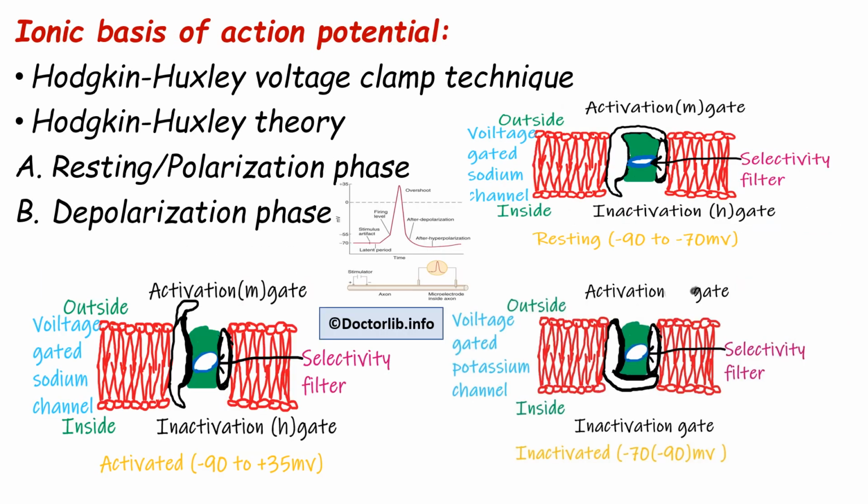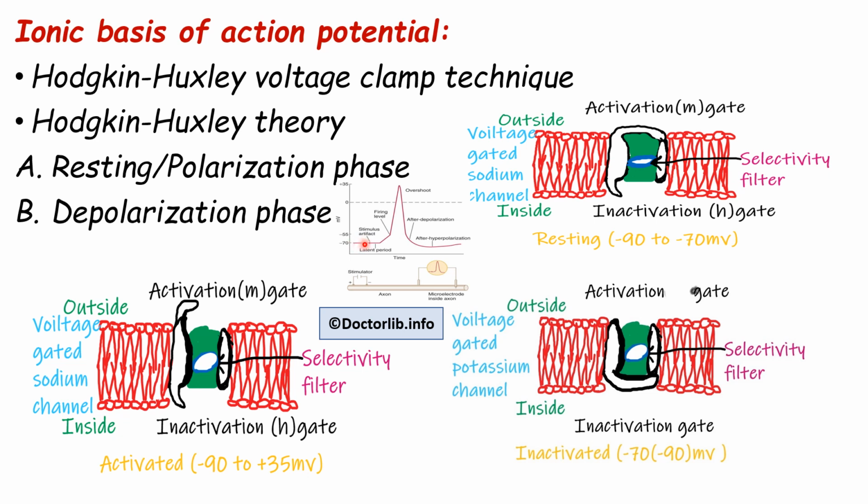We'll be discussing this. Now coming to the ionic basis of the action potential. This was given by Hodgkin and Huxley. They studied this with the help of the voltage clamp technique, and they proposed the Hodgkin-Huxley theory, and according to this, the different molecular events can be explained. So first of all, if you remember, this is the resting phase, or the polarization phase.